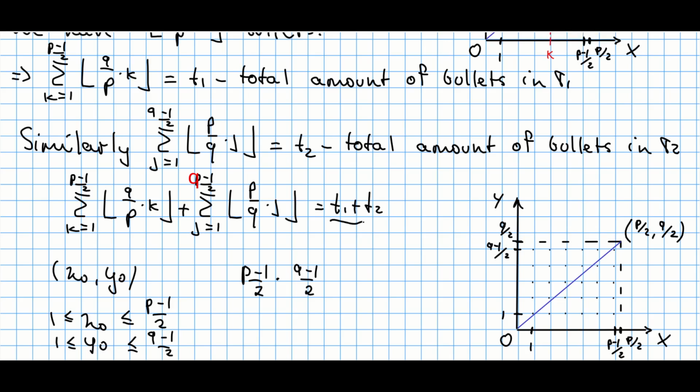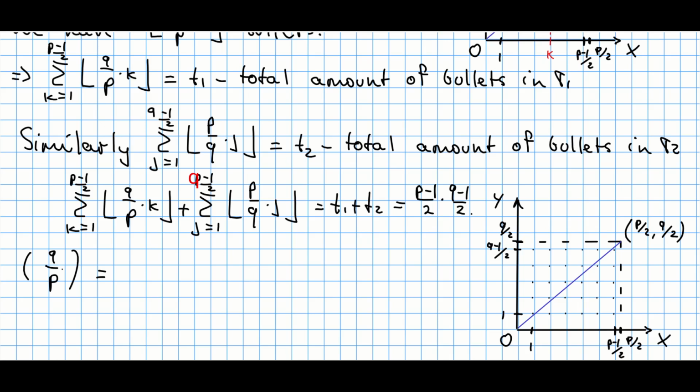So it means that this T1 plus T2 is exactly the same as (p minus 1)/2 times (q minus 1)/2. Now, by the preceding lemma, since p is an odd prime, q is coprime with p and also an odd number, then we can rewrite this Legendre symbol as -1 raised to the power of T1, where this T1 is just the sum of those integer parts.